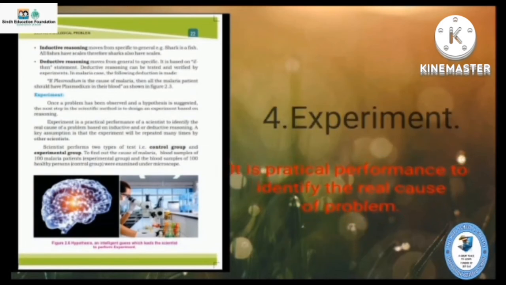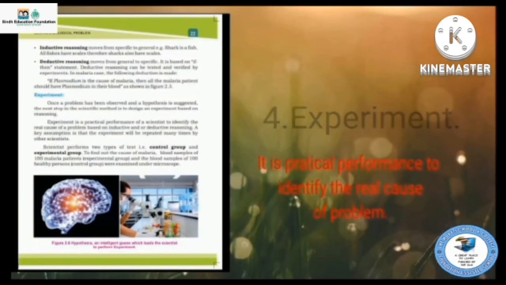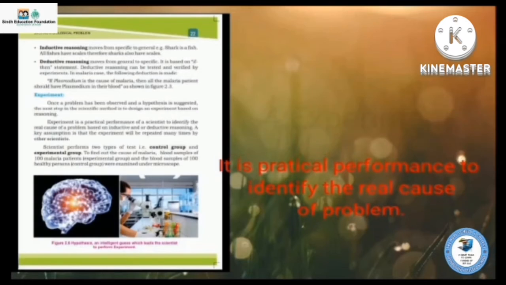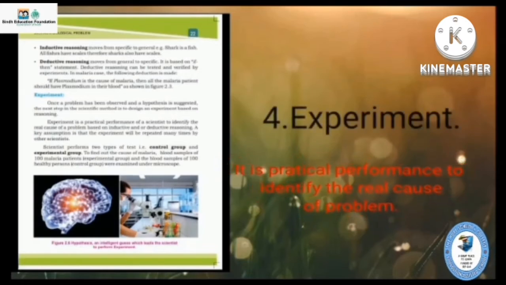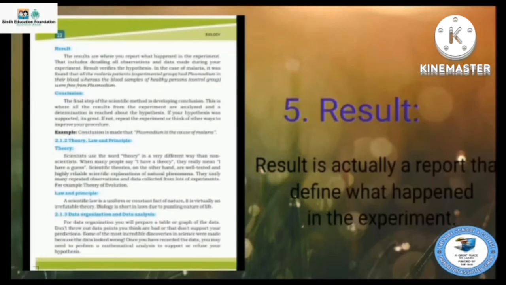And number 4 is experiment. It is a practical performance to identify the real cause of a problem. Like, to find out the cause of malaria, the scientists take 2 types of test samples. One is from the control group and another is from the experimental group.